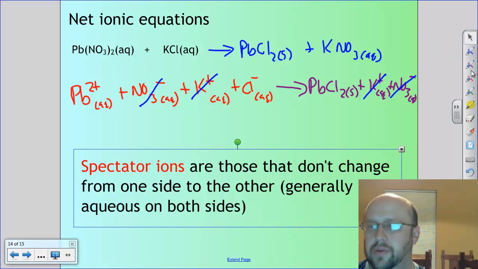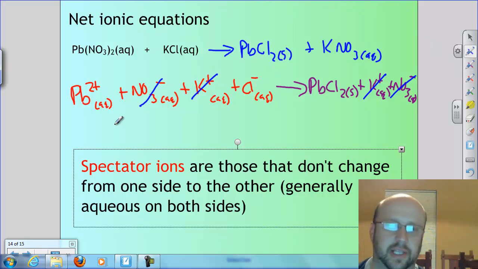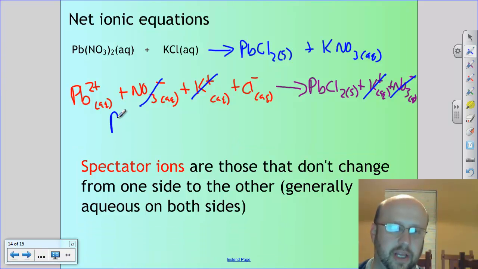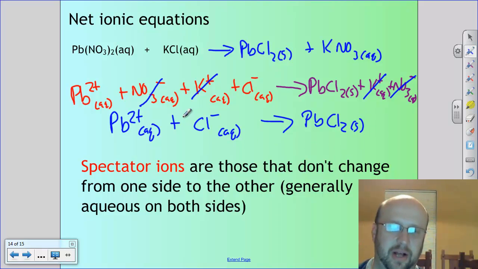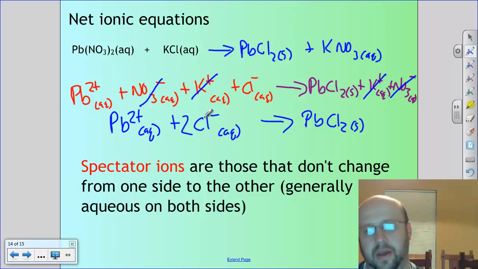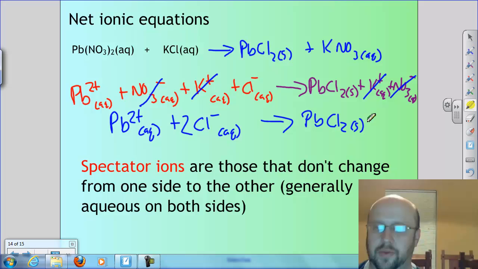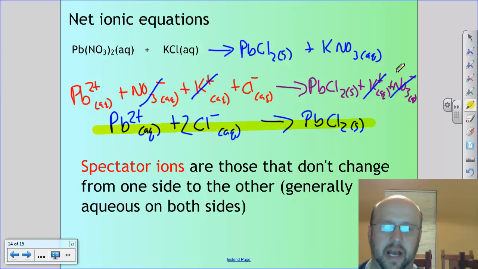And so what you do then is you write down whatever is left. So what's left in this particular case is lead 2+, aqueous, plus Cl minus, and that leaves me with PbCl2 solid. We go back and balance. It's real easy to balance once you have the net ionic. I need 2 chlorine, so I just changed that to a 2. And this whole deal right here is our net ionic equation.